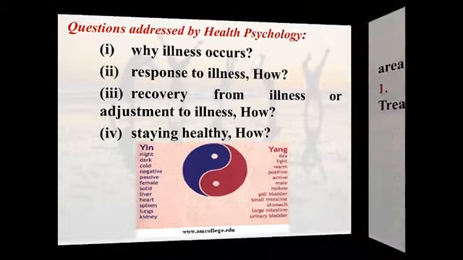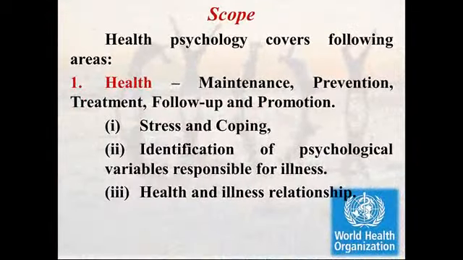Now let us discuss the scope of health psychology. Health psychology covers the following areas. What are the areas? Maintenance of health, prevention of illness, treatment. When someone gets some disease and needs to be treated, that is a part of the scope of health psychology. Follow up and promotion of health.